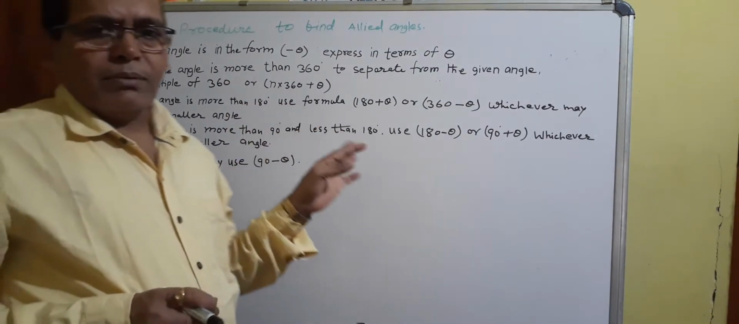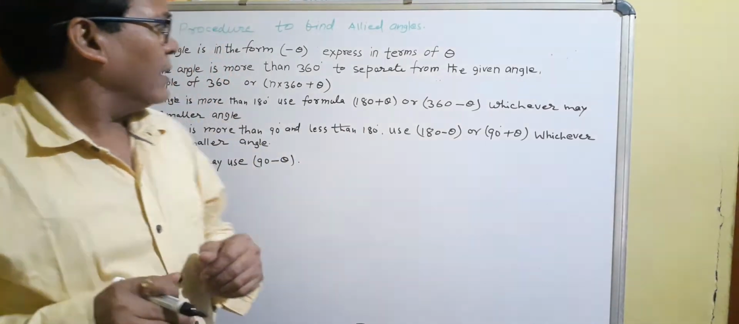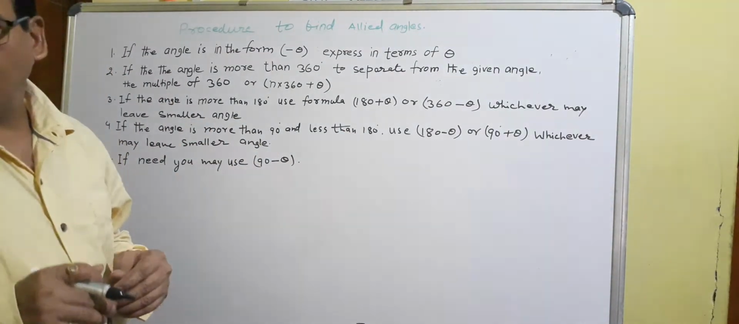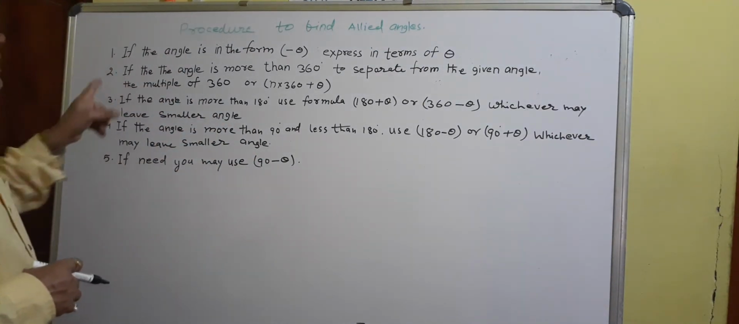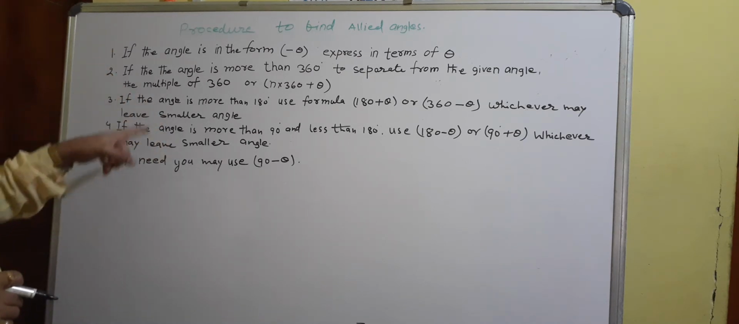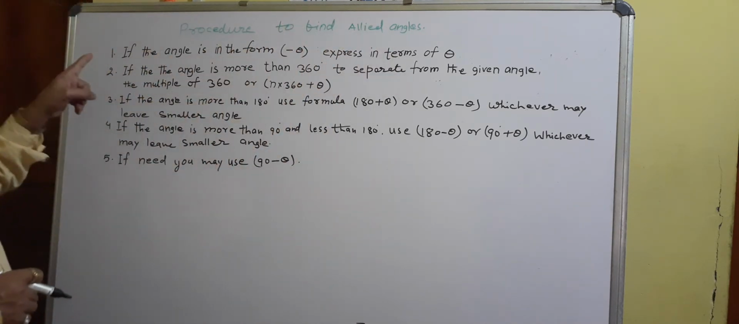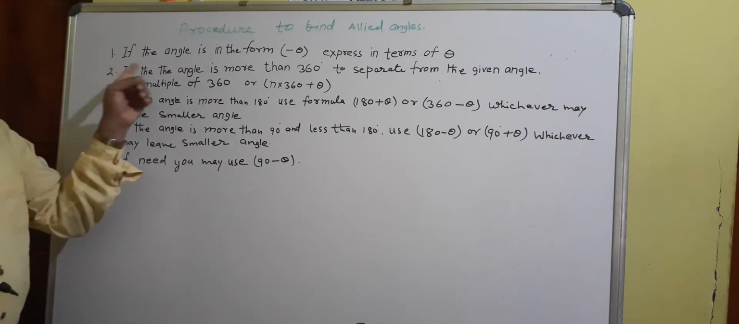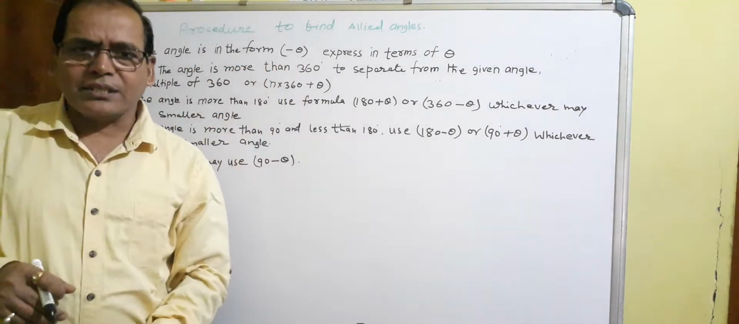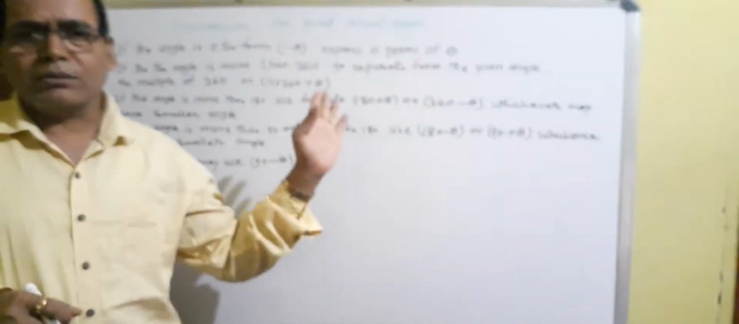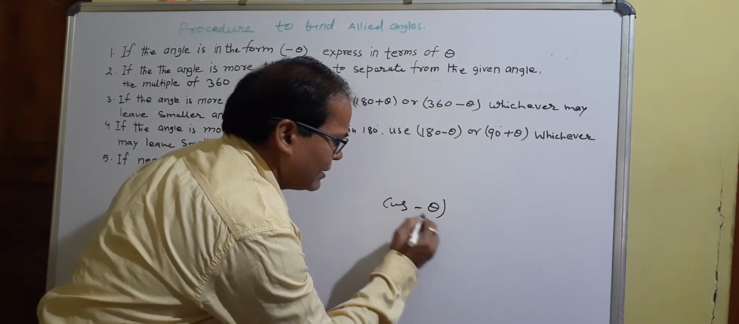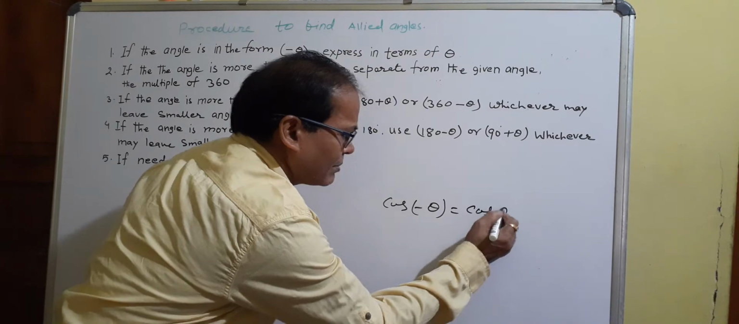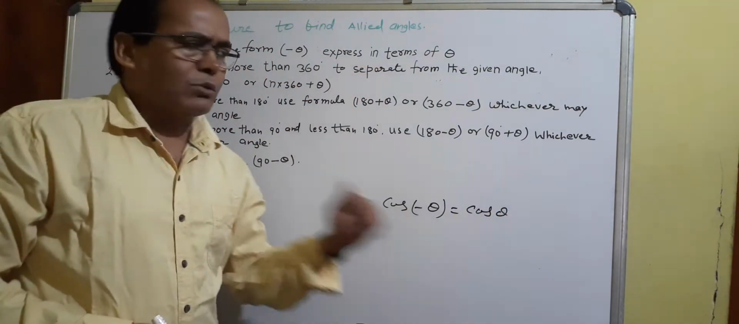We already learned about allied angles. In allied angles, we have to find out the value of the 6 trigonometric ratios. So we must keep in mind the procedure to find the allied angle. There are 5 points. If the angle is in the form of minus theta, first we convert it into theta. Means minus theta should be converted into theta. As an example, cos minus theta is equal to cos theta, because minus theta goes into the fourth quadrant.